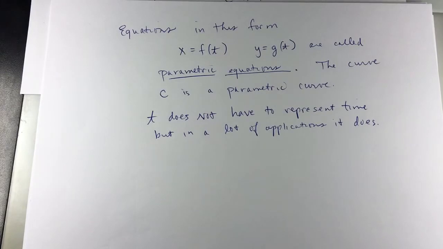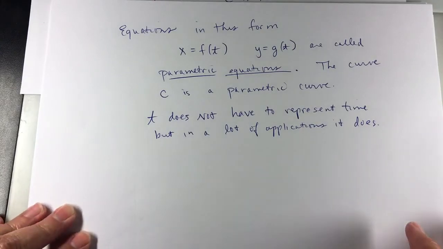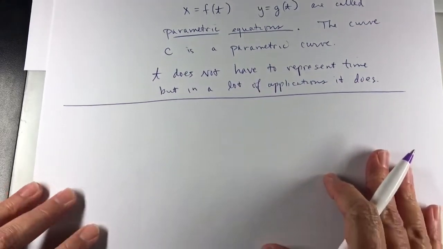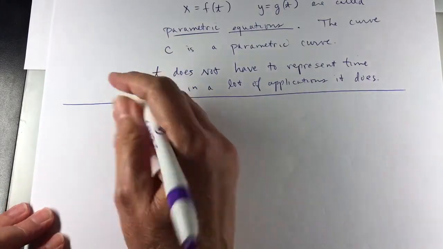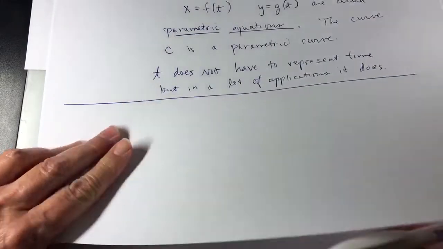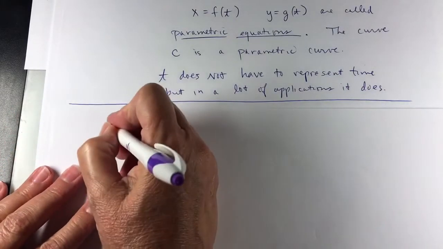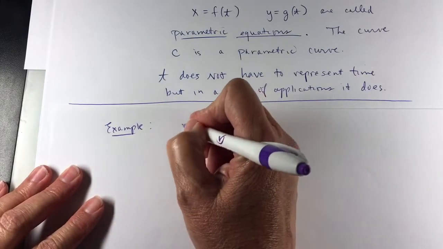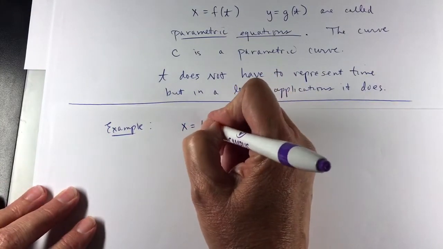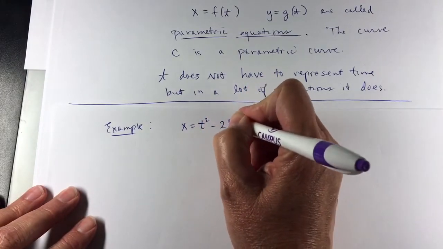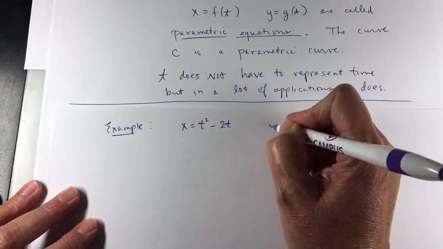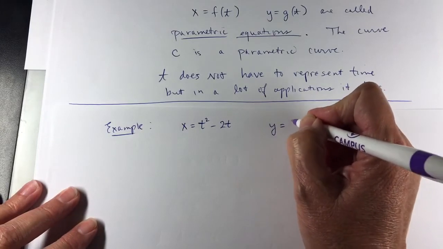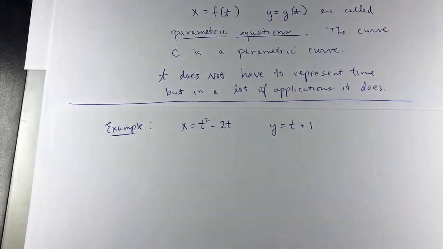Now here's my first example I'd like to do. I'm going to start it on a new piece of paper. So I have x equals t squared minus 2t, and I have y equals t plus 1. And we're going to sketch this parametric curve.